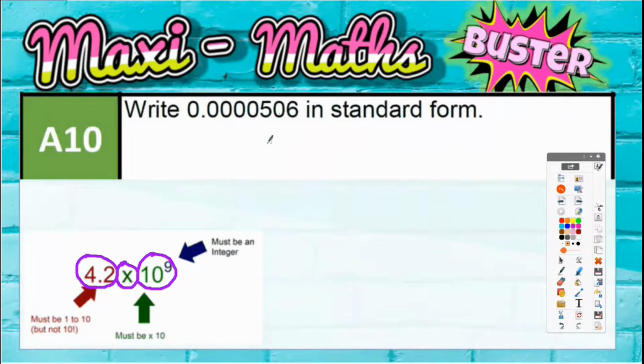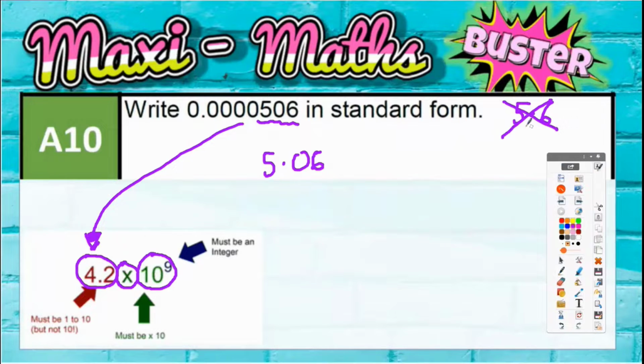So what we've got to do to turn this into standard form is, first of all, skip past all the zeros and then underline everything that comes after all the zeros, which is 506. And we need to turn that into a number between 1 and 9.9 recurring. So that's going to be 5.06. If you were thinking that it's 5.6, that is wrong, but we'll have a look at why that's wrong in a minute. But so it's 5.06.